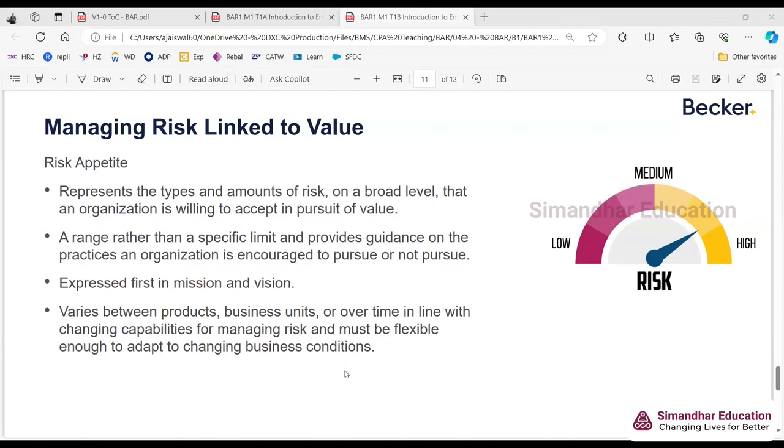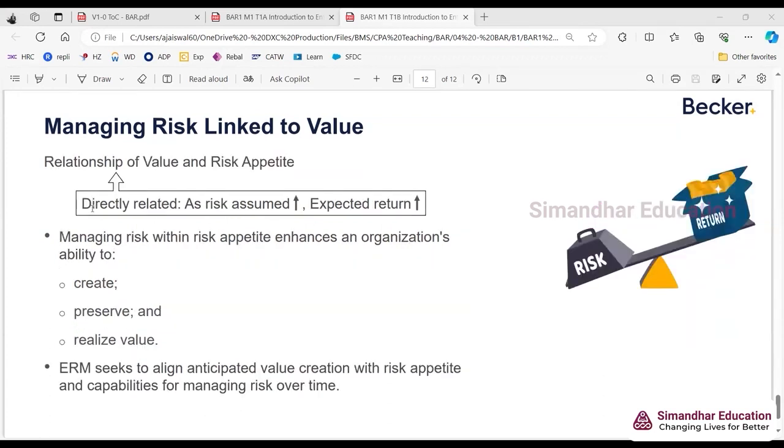Launching new products, shelving old products, right? Foraying into new geographical areas, correct? Foreign countries, etc. Okay, so all those decisions will have to be taken as per risk appetite. See what I was saying, right? As risk goes up, expected return goes up. So the main word you need to remember is expected return.